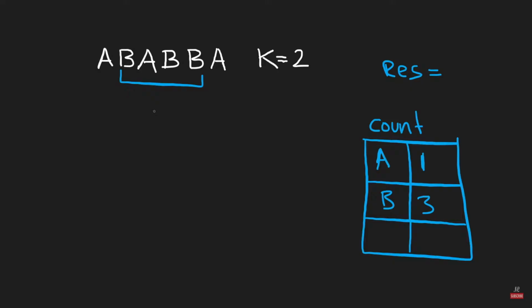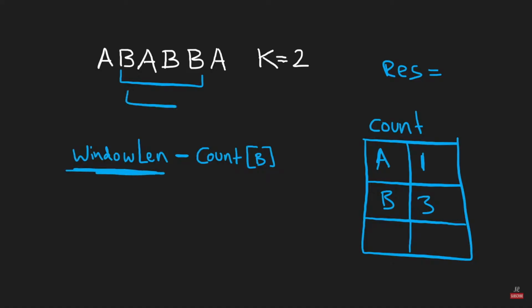What we're going to do is take the length of the window, which we know in this case is 4, and we're going to take the count of the most frequent character. In this case, we know that that's B, and the count of it happens to be 3. So we're going to take 4 minus 3, and from that, we're going to get a 1.